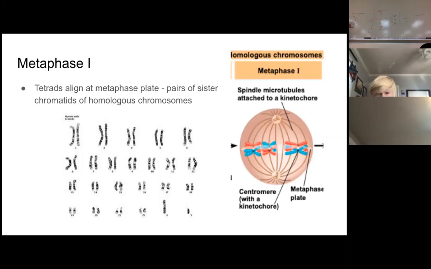So the difference between mitosis and meiosis for metaphase is in meiosis, you get one or the other. In mitosis, you get a copy of every single one, because you want all of the same genetic information. You want to make an identical copy of a cell in mitosis. We don't want that in meiosis. We want to switch it up, different genetic information. So in metaphase 1, we line up our pairs of sister chromatids in homologous pairs.